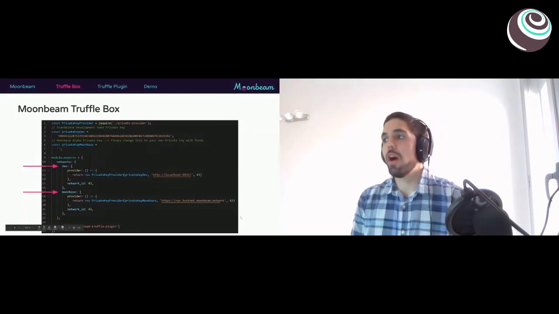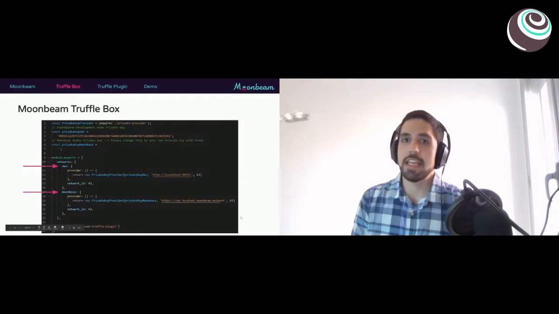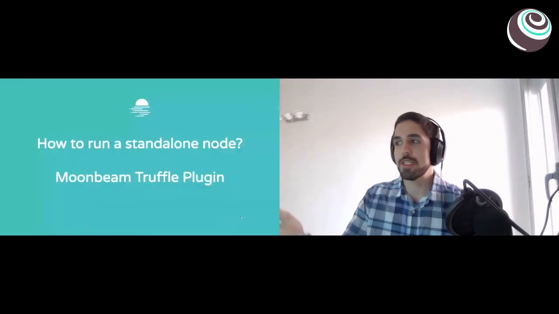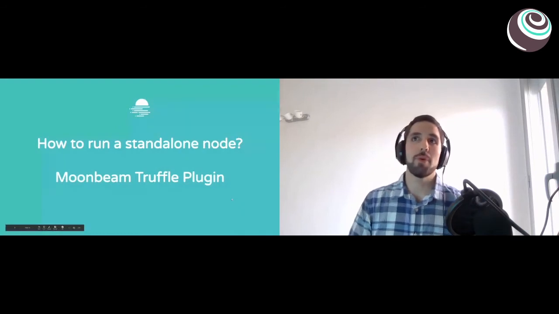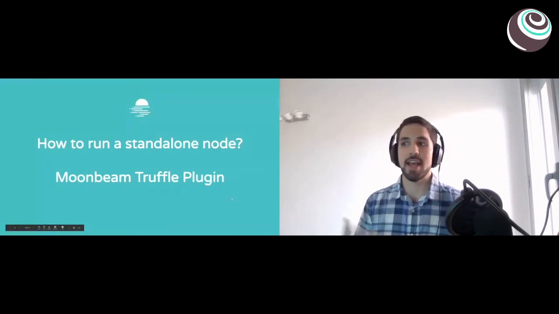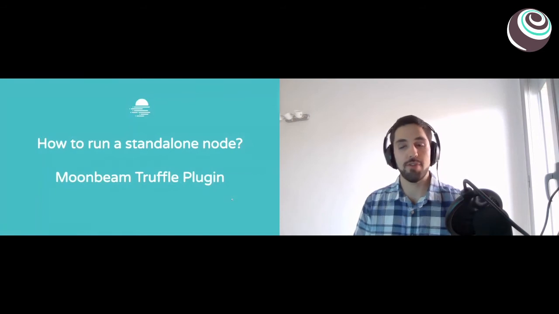So how can you run a standalone node, right? And the answer to the question is on the screen. It's the Moonbeam Truffle plugin. This is actually an idea that we were talking about with the Truffle team. They said, we have the plugin functionality if you want to use it. And we thought that it was actually quite useful for us to provide developers an easy way to get a standalone node up and running.